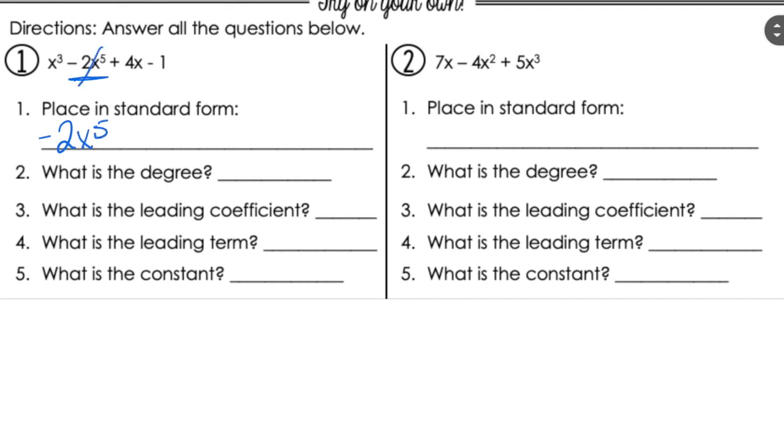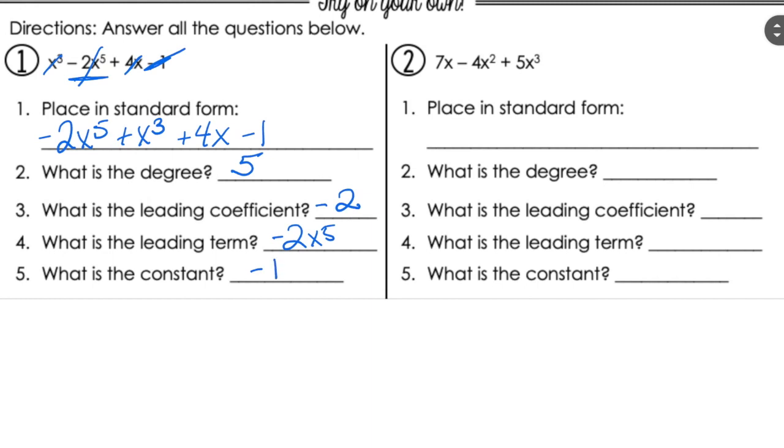I don't see anything with x to the 4th power, but I do see an x to the 3rd power, so that's going to be my next term. So plus x to the 3rd power. Cross that out. My next term is going to be 4x, so plus 4x. And the only thing that's left over is that minus 1. Done. My degree is 5. My leading coefficient is negative 2. My leading term is negative 2x to the 5th power. And my constant is negative 1.